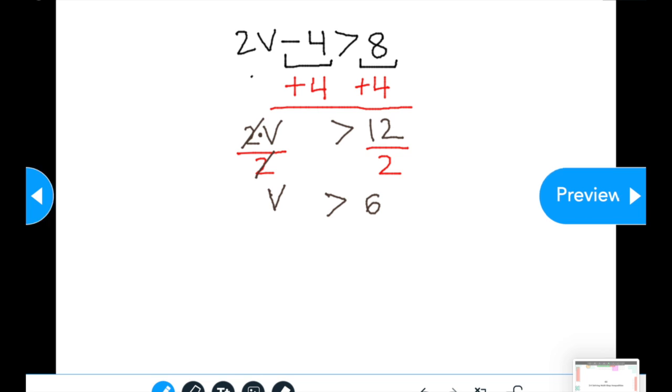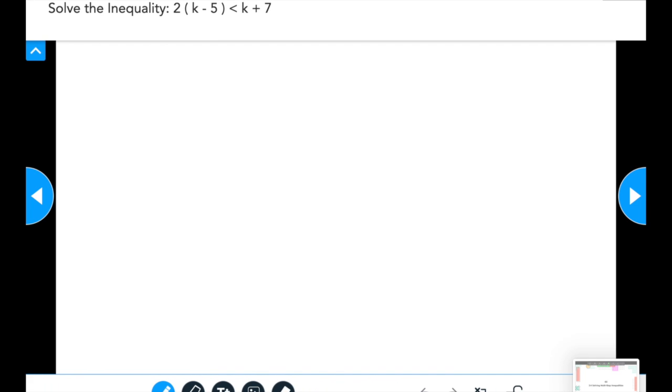Let's try out another one. Solve the inequality 2 parentheses k minus 5 is less than k plus 7. Try doing this problem on your own first, and then we'll see if we get the same answer.